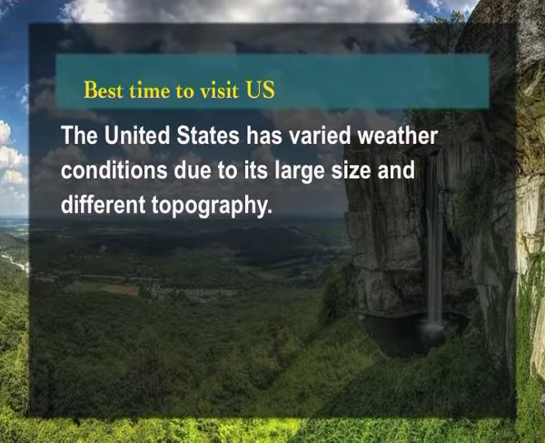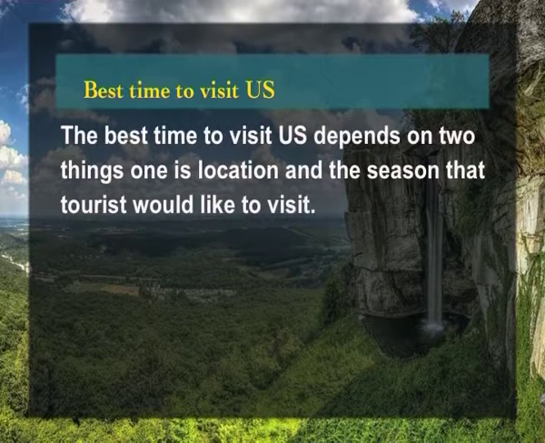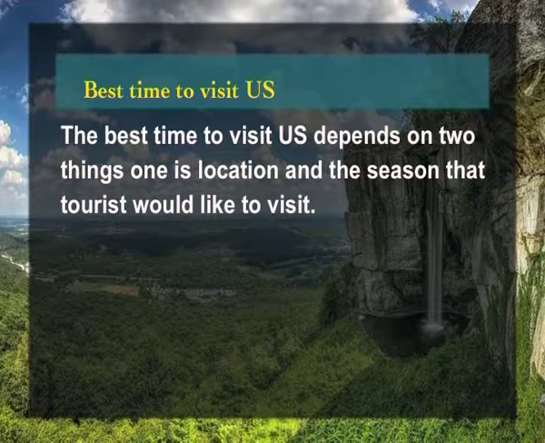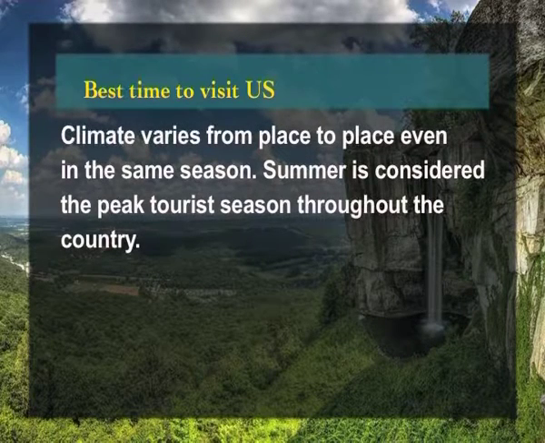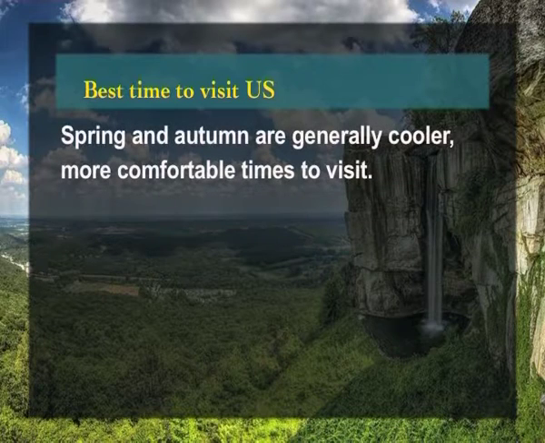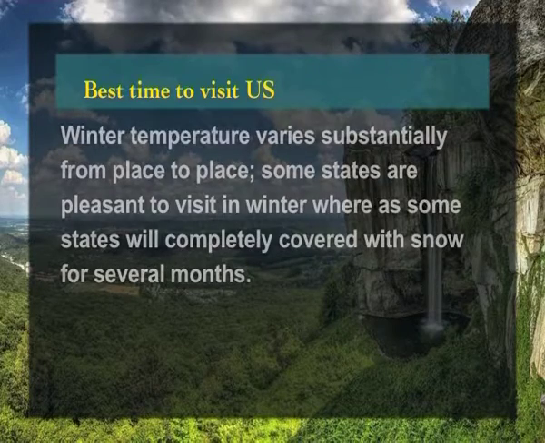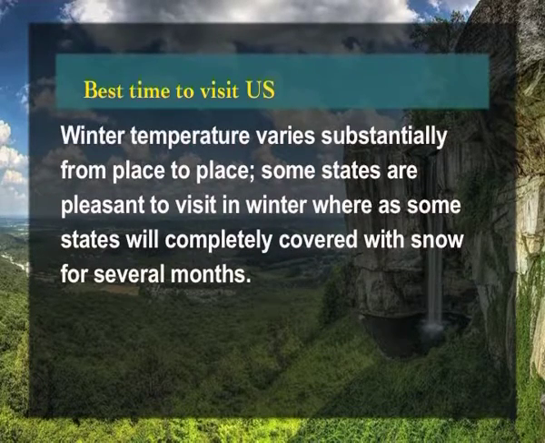The United States has varied weather conditions due to its large size and different topography. The best time to visit the US depends on two things: one is location, and the other is the season that tourists would like to visit. Climate varies from place to place even in the same season. Summer is considered the peak tourist season throughout the country. Spring and autumn are generally cooler, more comfortable times to visit. Winter temperature varies substantially from place to place. Some states are pleasant to visit in winter, whereas some states will be completely covered with snow for several months.